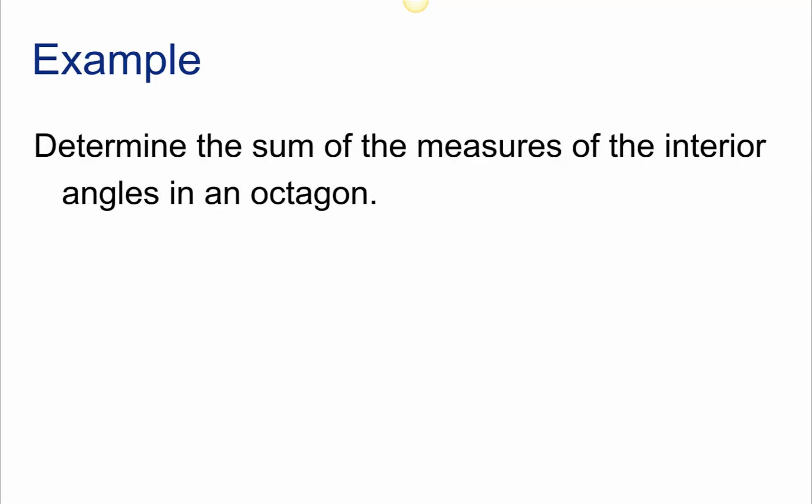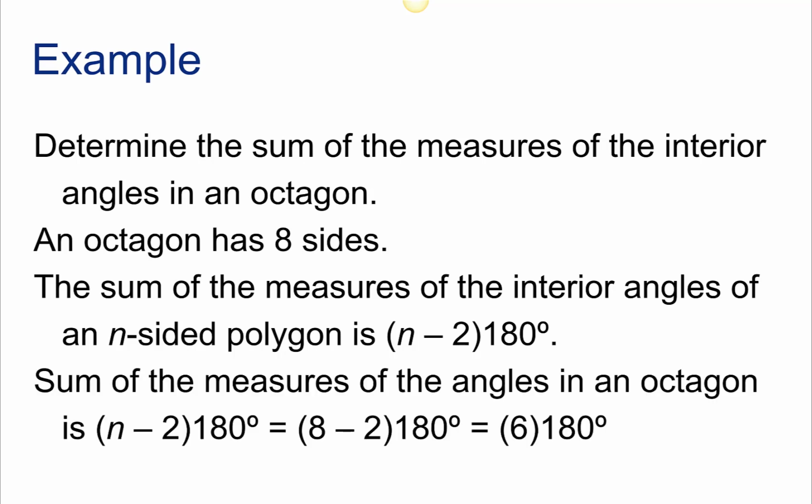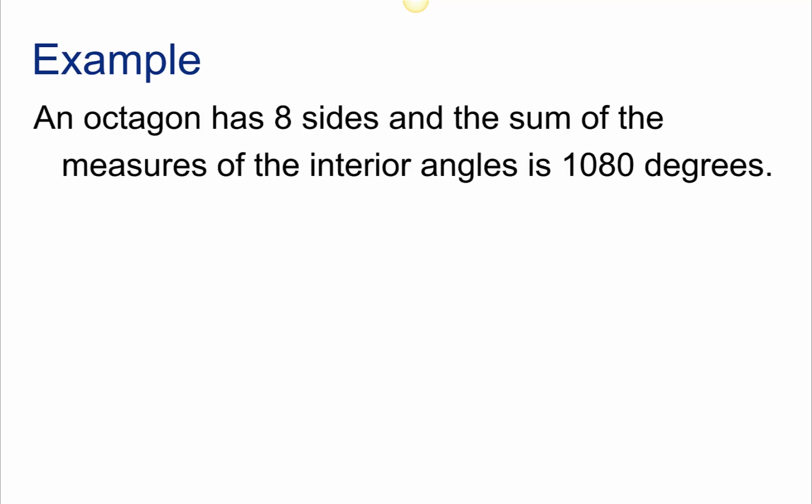Determine the sum of the measures of the interior angles in an octagon. An octagon has 8 sides, and remember the sum of the measures of the interior angles is n minus 2 times 180. So we had said that n is 8 here, so 8 minus 2 is 6. 6 times 180 gives us 1,080 degrees.